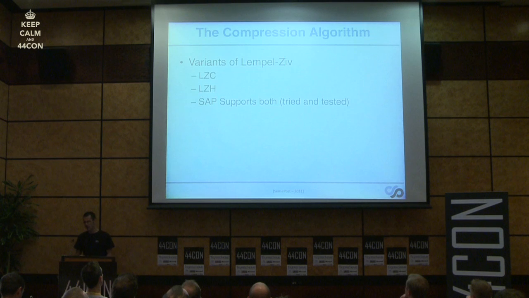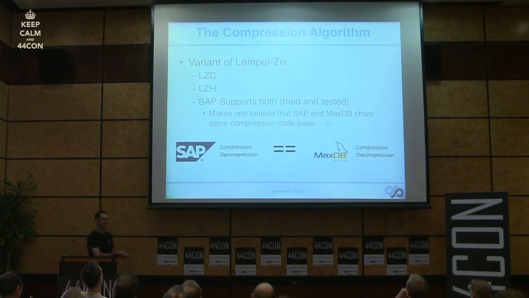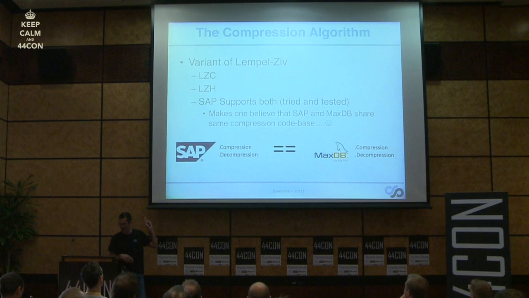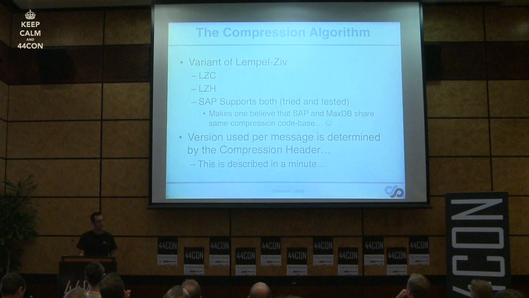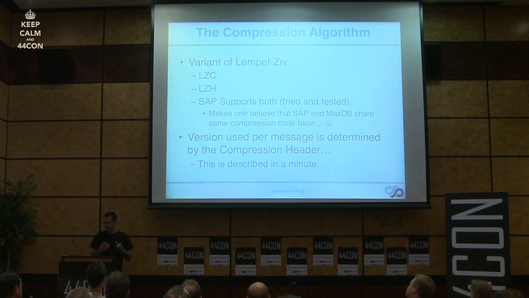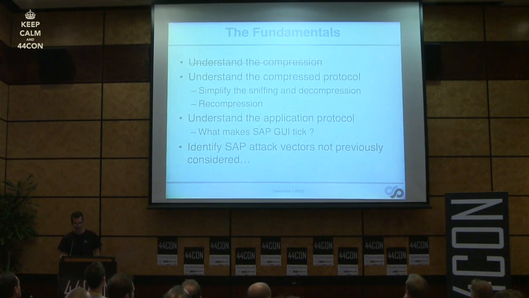There are two variants actually in use, one called LZC, one is LZH. SAP actually supports both. I've tried it, I've tested it, it supports both of them, which indicates, I've got a very strong suspicion, and that's substantiated a little later, that this code base shared between SAP and MaxDB uses the same code base, or at least very similar code, in order to perform this specific stuff. The version of compression used is determined by the compression header. I go into that in a little bit more detail.